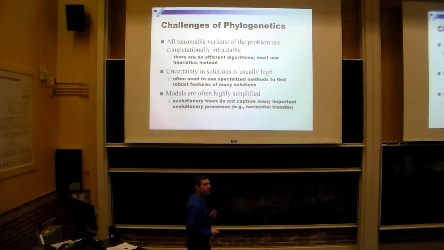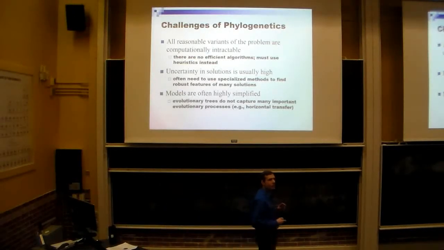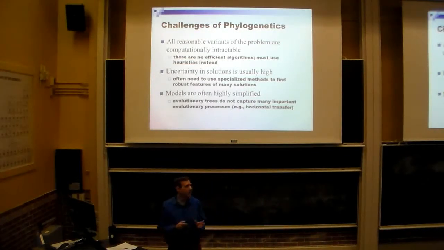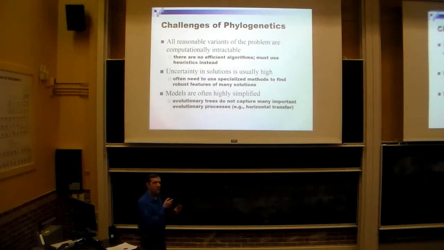We also have to deal with the fact that uncertainty is often high in our inferences. It's not so unusual if we might be trying to build an evolutionary tree, and there's some organisms where we have a lot of data cleanly separating them, but in other instances the data is very ambiguous, and we need to take account of that.